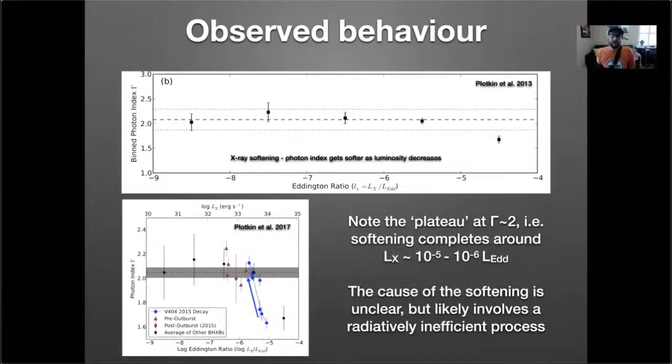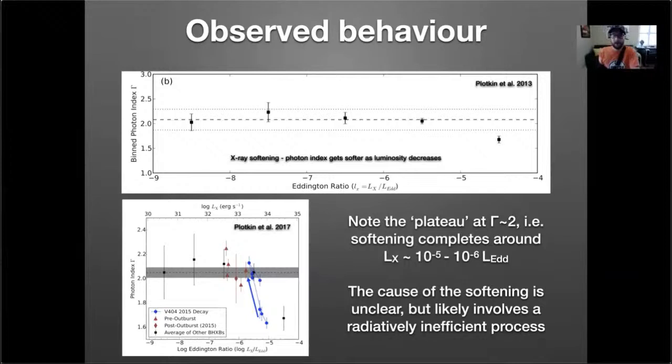The bottom left figure is similar, but it has the V404 Cyg 2015 outburst plotted on there. We can see that the same thing happens in V404 Cyg as well, and it plateaus around gamma of 2 again. The cause of this softening is unclear. However, it likely involves some kind of radiatively inefficient process.